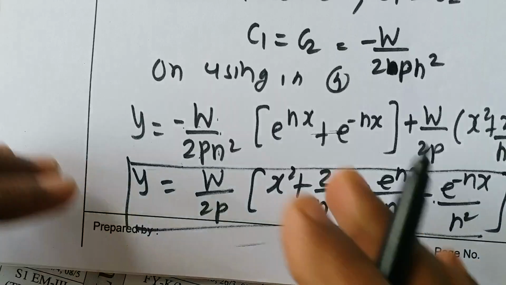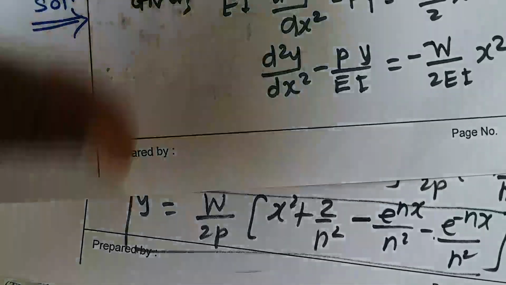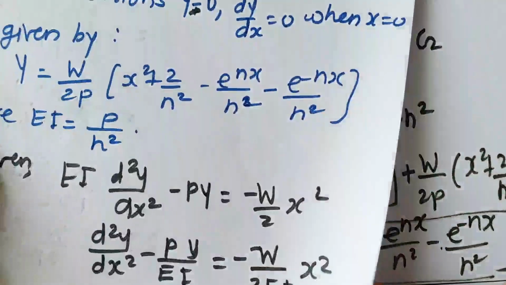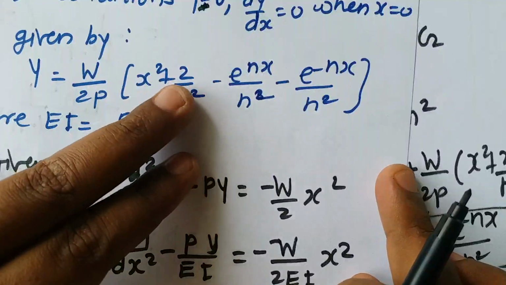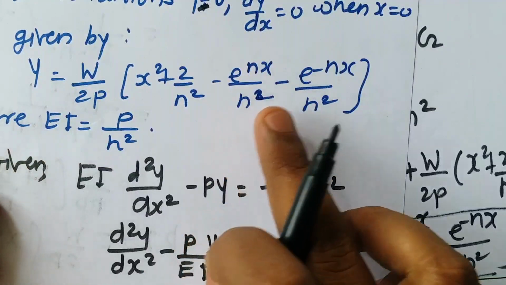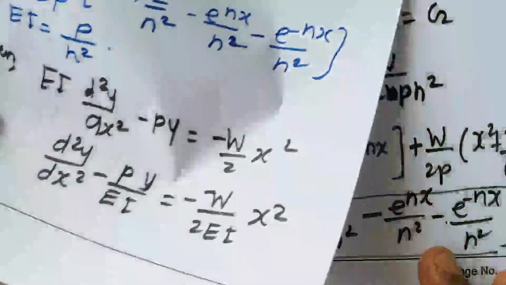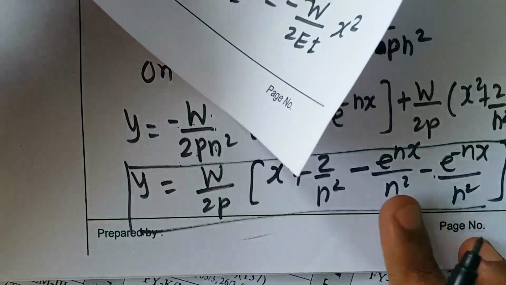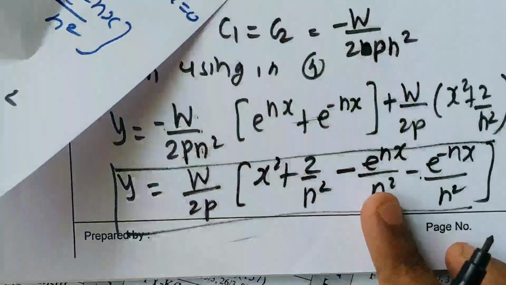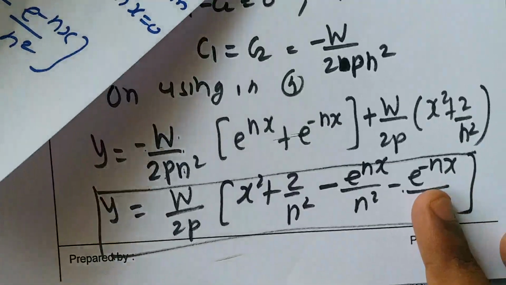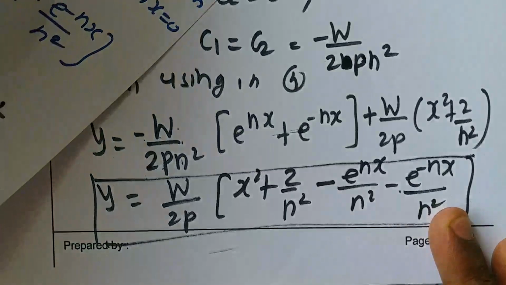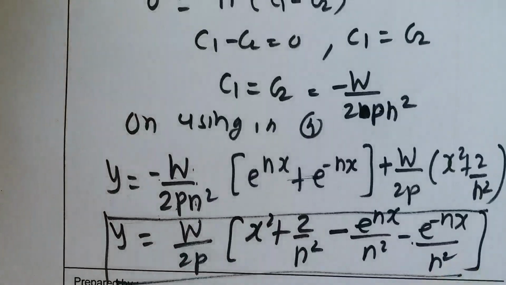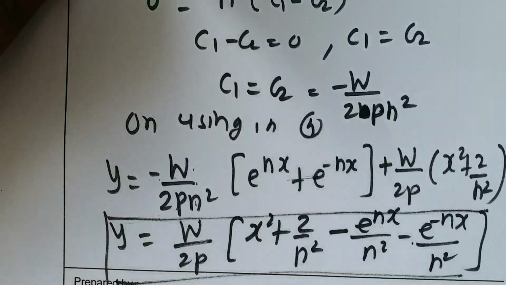So this will be the solution that we'll get. And if you see the question, exactly the same we have obtained, which is asked: x square plus 2 by n square minus e raised to nx by n square minus e raised to minus nx by n square. Okay, so this is how you can prove the result. Now one problem of this type I will give for practice.